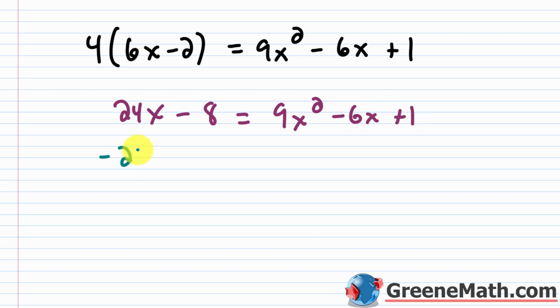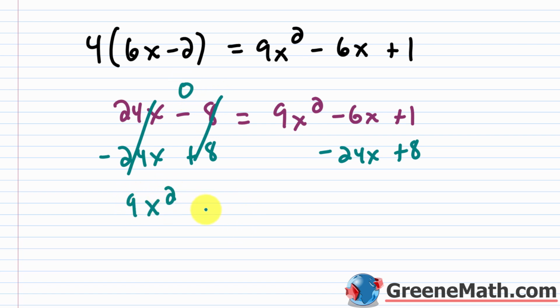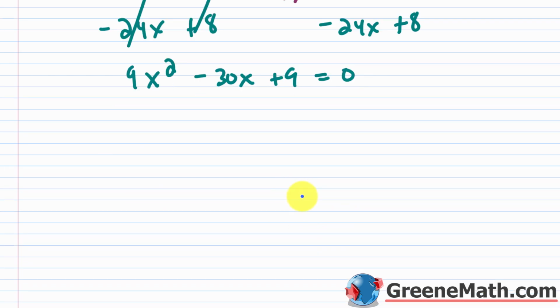What I'll do from here is subtract 24x away from each side of the equation. We'll cancel this. I'm going to add 8 to both sides of the equation. We'll cancel this. Let's say this is 0 over here. I'm just going to flip this around and say it's 9x squared. Then basically negative 6x minus 24x is negative 30x. Then we'll have 1 plus 8, which is 9, and this equals 0. Okay, so definitely something I'm going to solve using factoring.